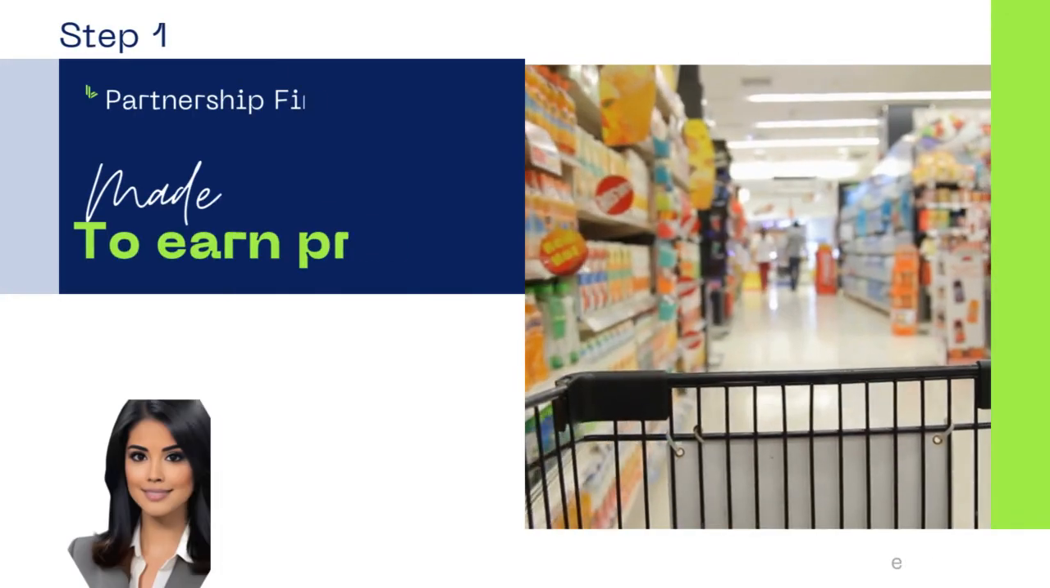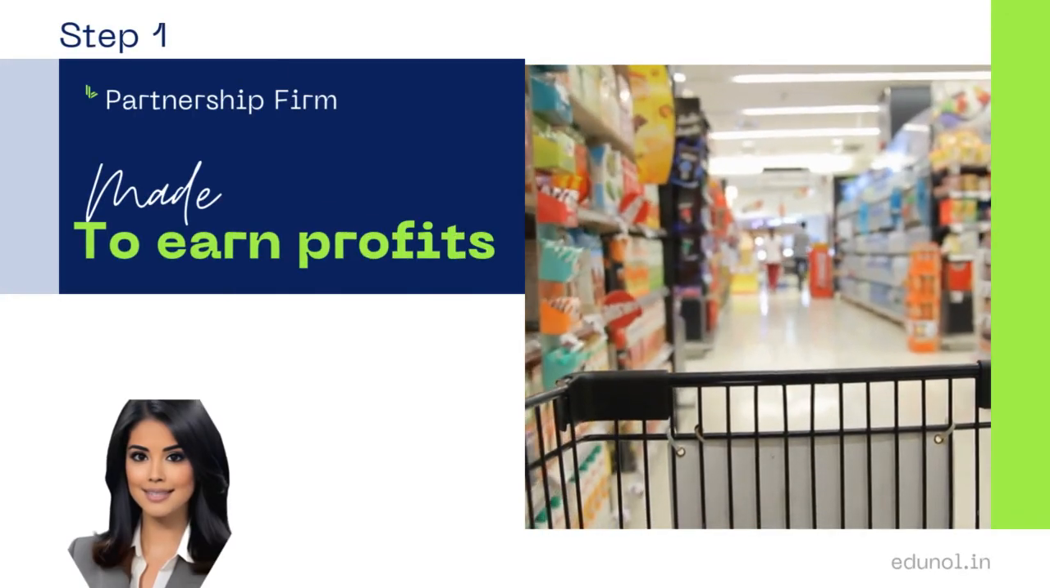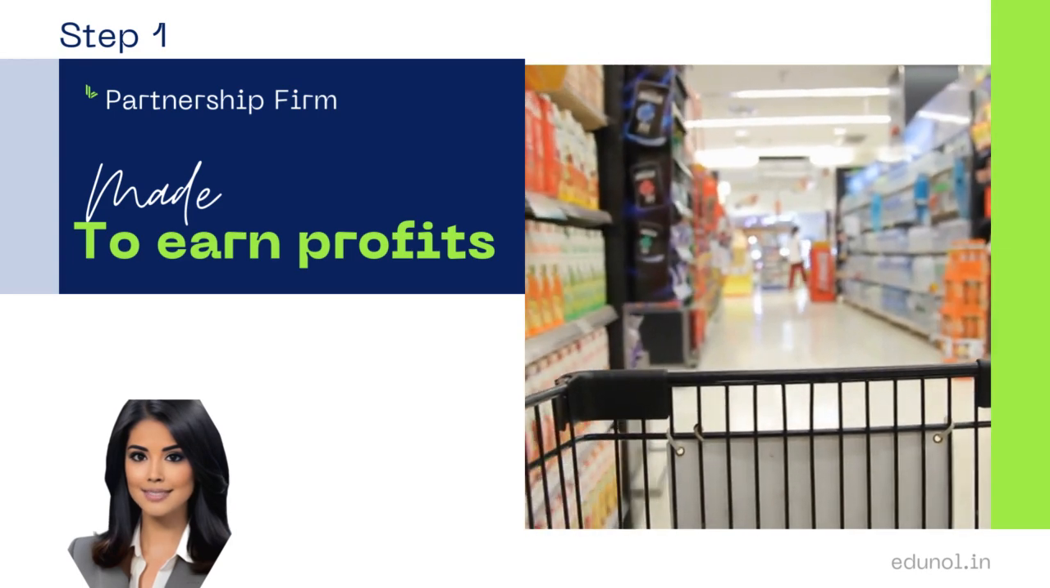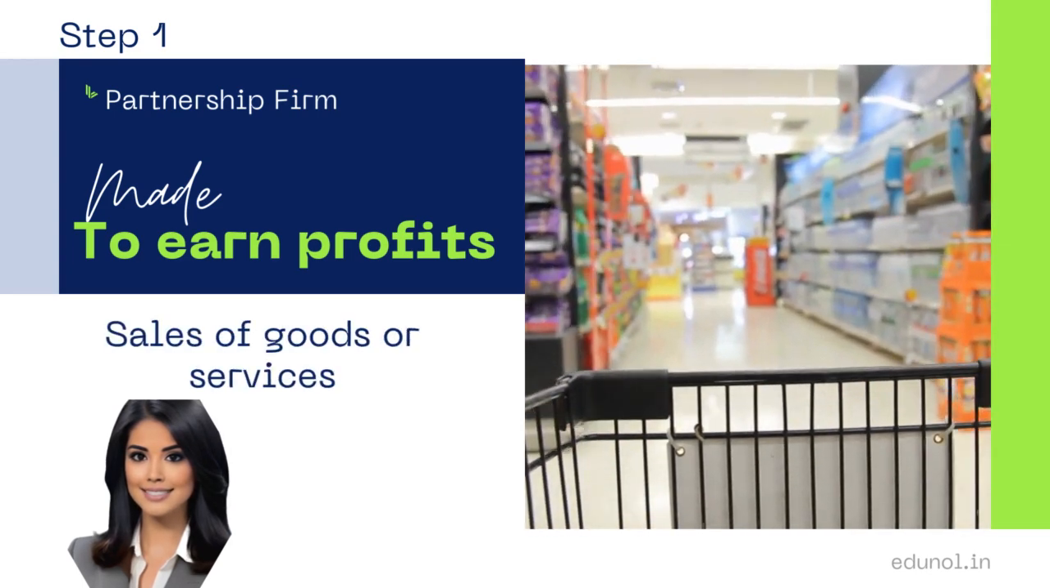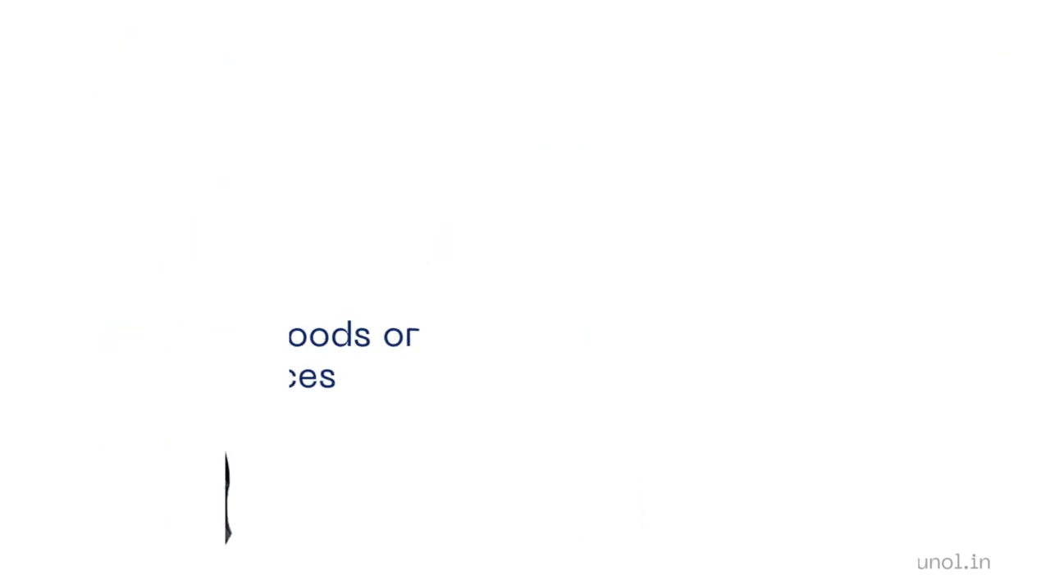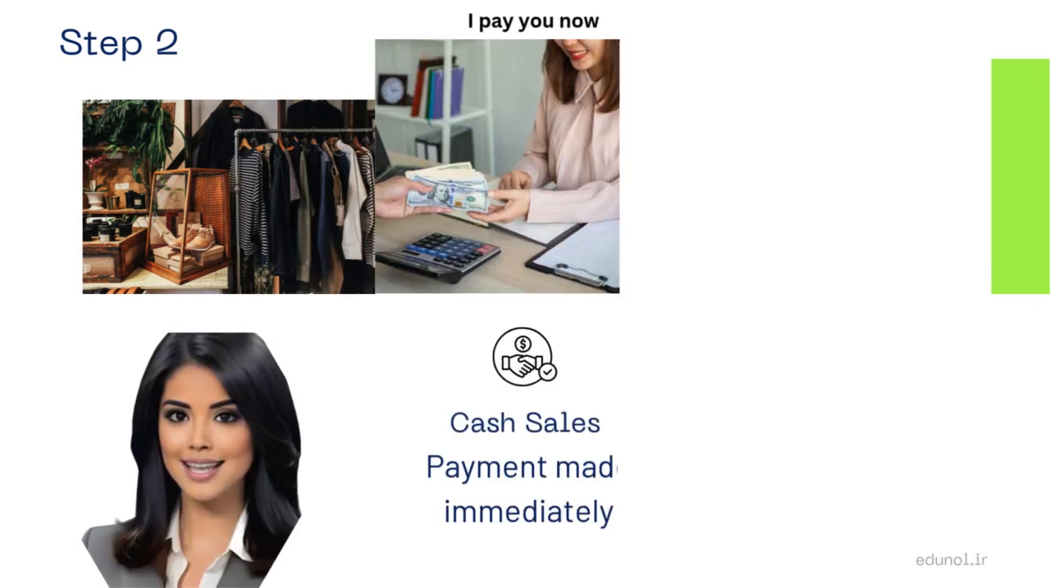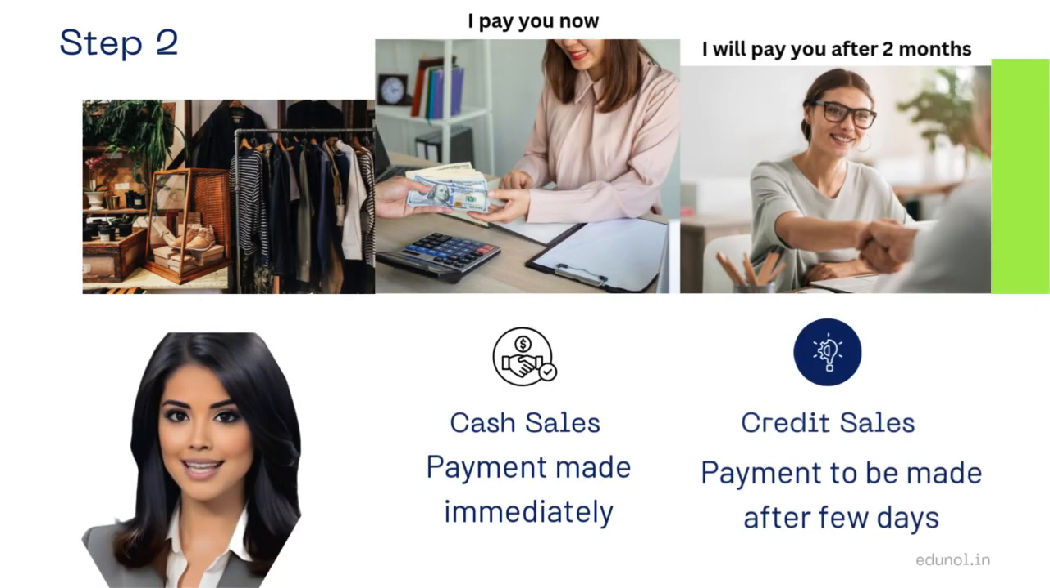A partnership firm is formed to do business and earn profits. The firm earns profits when it makes sales of either goods or services. The sales can be made either in cash or on credit. Cash sales means that the purchaser will make the payment immediately. Credit sales means that the purchaser will make the payment after some days, like for example after 2 months.